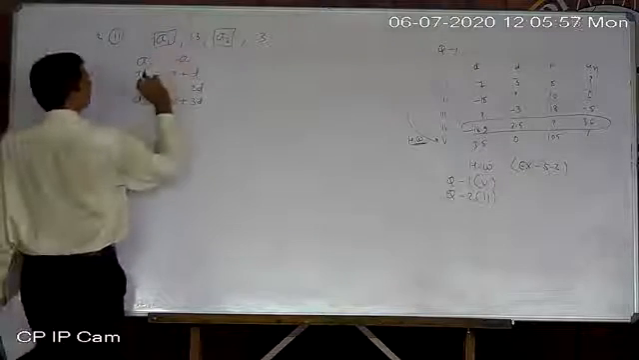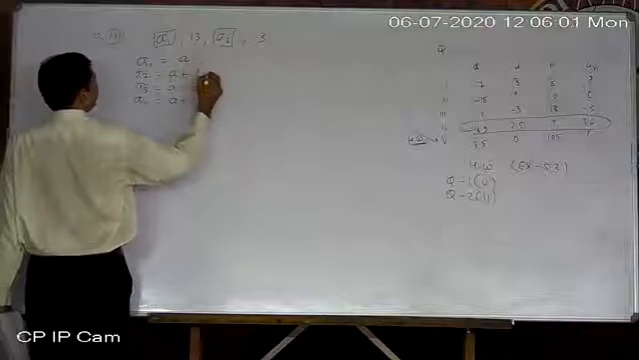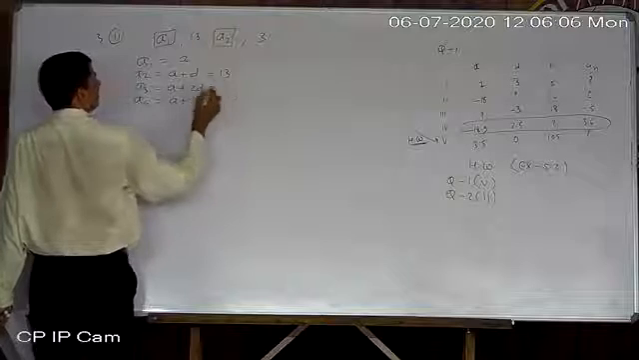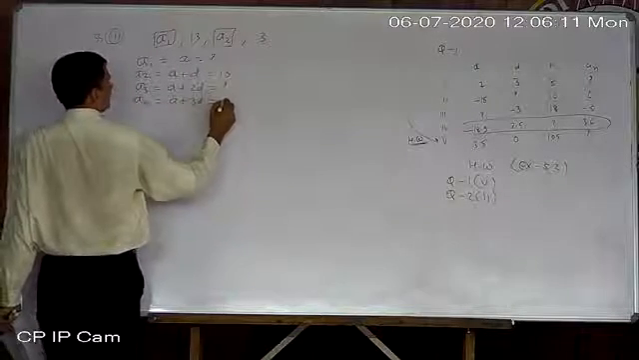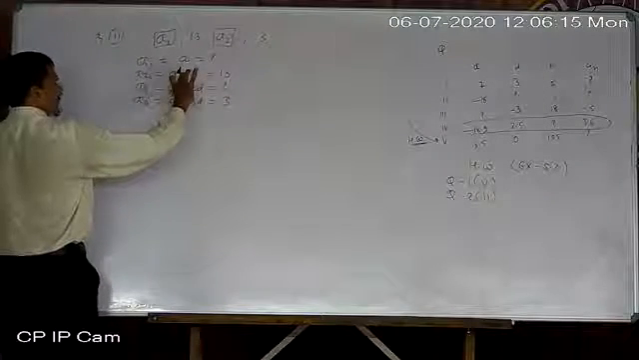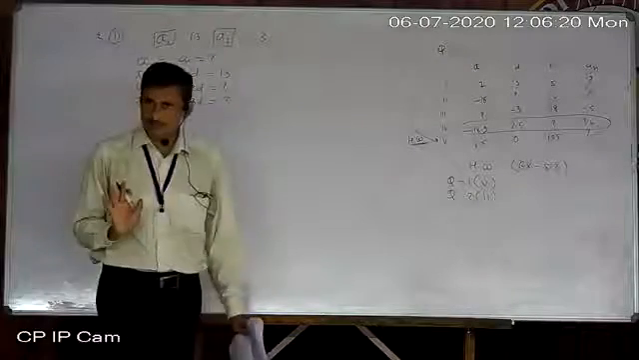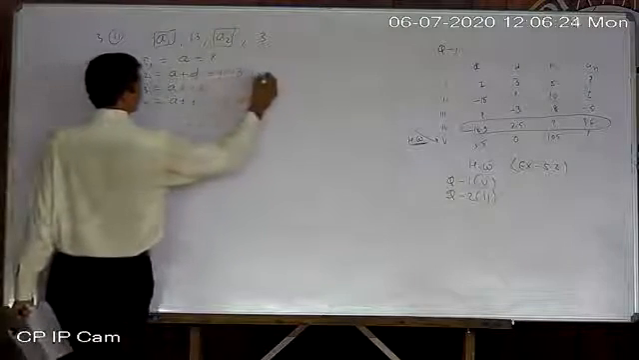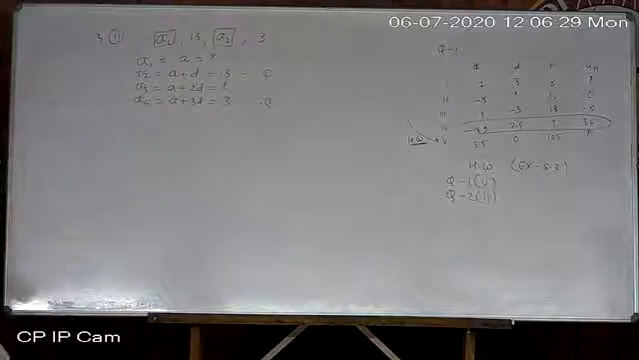A1 is not given. Now write down here A plus D equal to 13. A3 is not given. A plus 3D equal to 3. So now we have two equations. We do not have A, we do not have D. Not having the first term, not having the difference. So just look, we have two equations, equation number 1 and equation number 2. Just solve them.